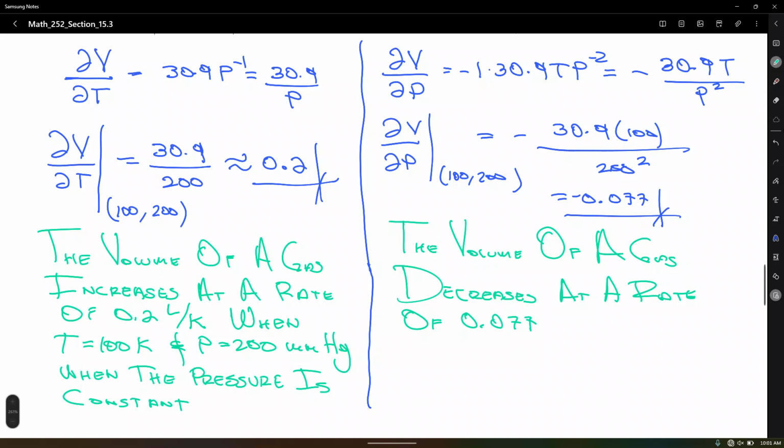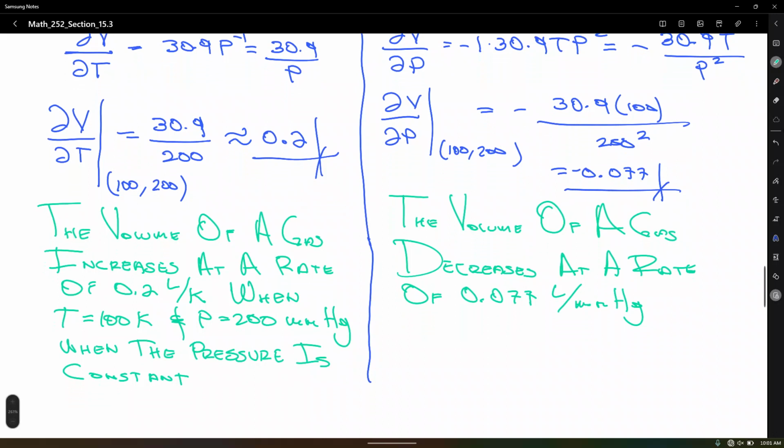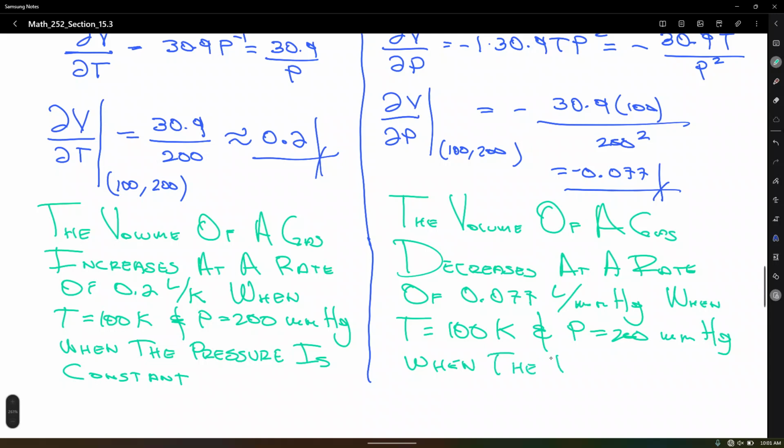So 0.077 liters per millimeter of mercury that you increase of pressure when T equals 100 Kelvin and the pressure P equals 200 millimeters of mercury, when the temperature remains constant this time.